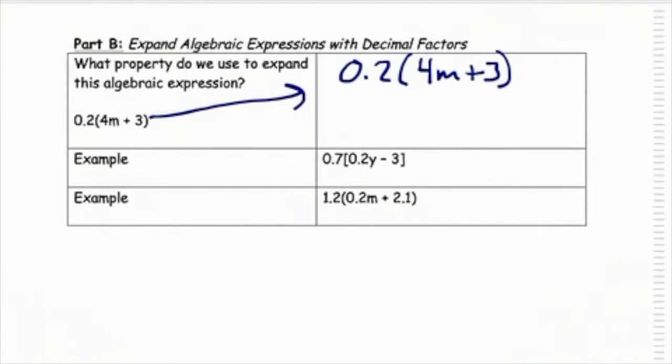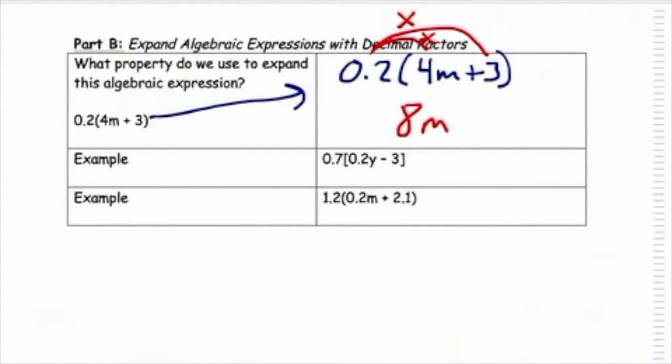So instead, you're going to have to use a new technique that's called distributing. So we're going to distribute the 0.2 to the 4m as well as the 3. Now, distributing means you're multiplying. So don't forget that you're actually multiplying and not adding or subtracting. So I'm going to do 0.2 times 4m. Now, a quick way of doing this is just do 2 times 4. 2 times 4 is 8. So 2 times 4m would be 8m.